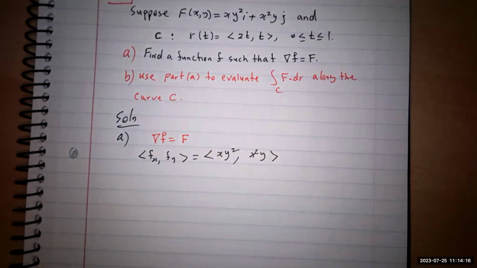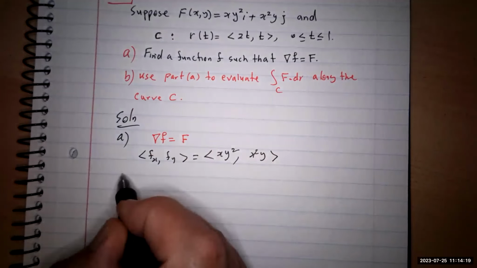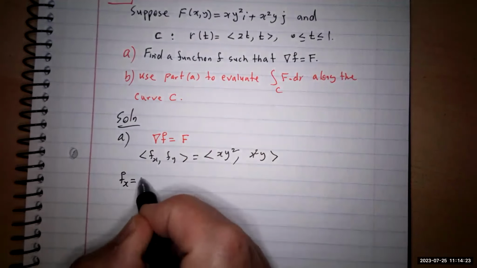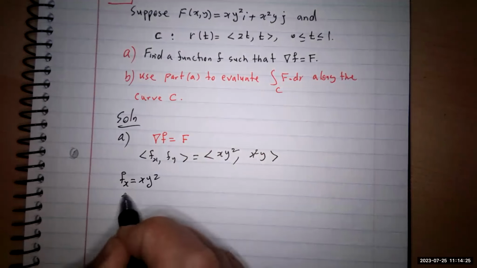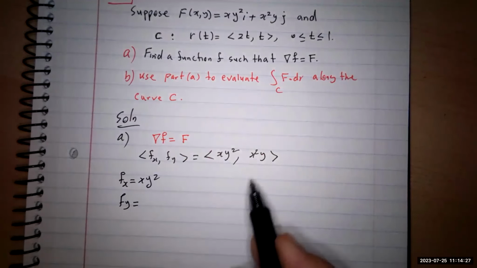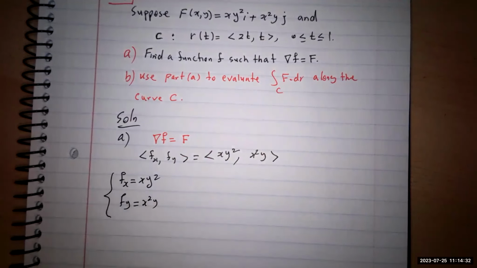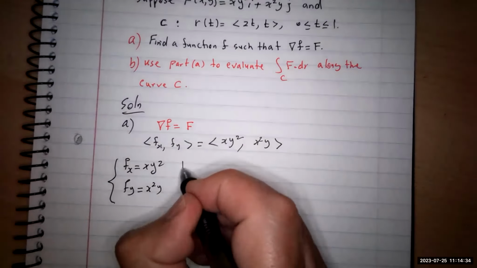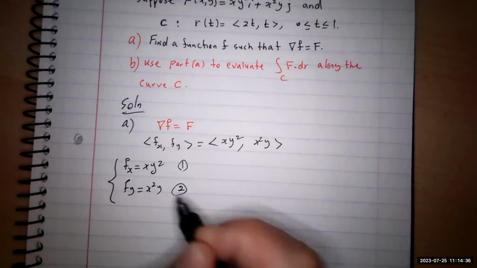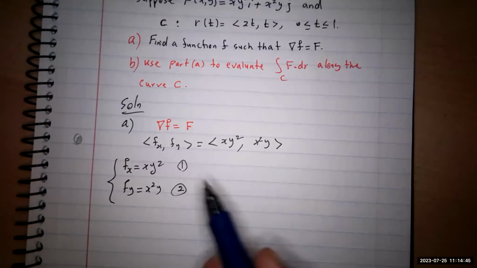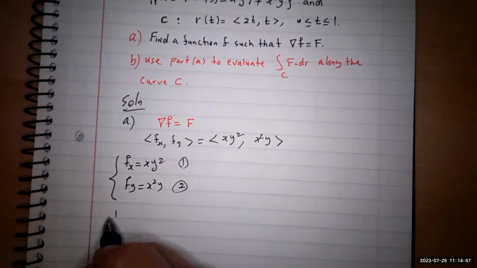Okay, remember the way we do it. We just form this system of equations. So f sub x is xy squared, and f sub y is x squared y. These are the equations that we refer to as equation number one and two. We have to integrate one of them with respect to its variable, and then there is going to be a constant. You take care of this for the second part. Both of them are the same, so I pick the first one.